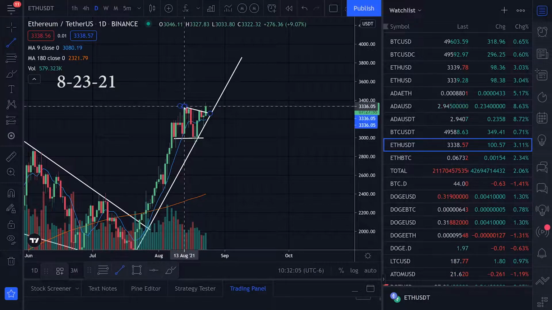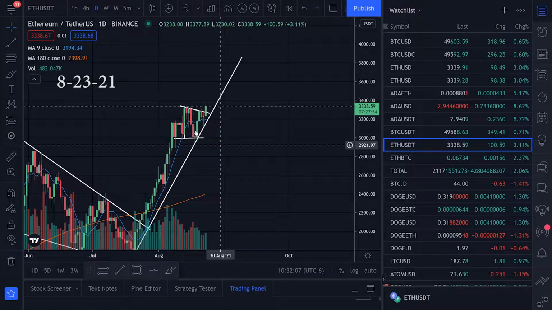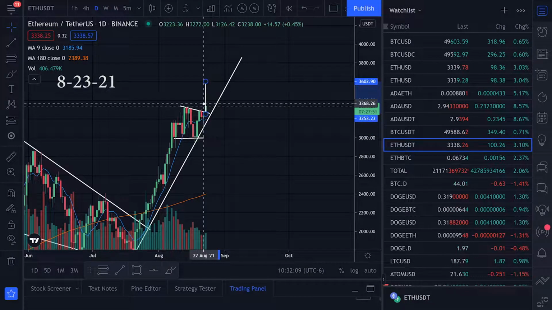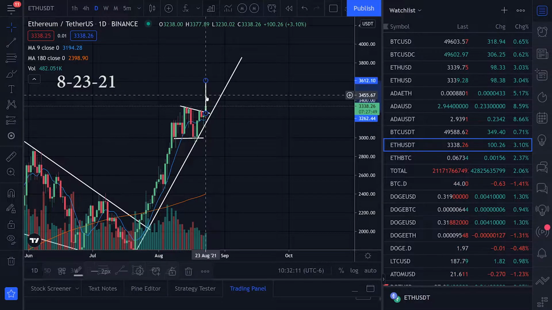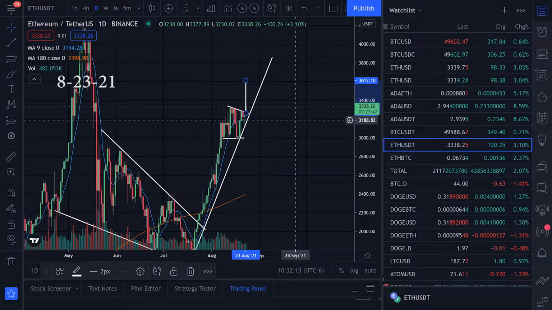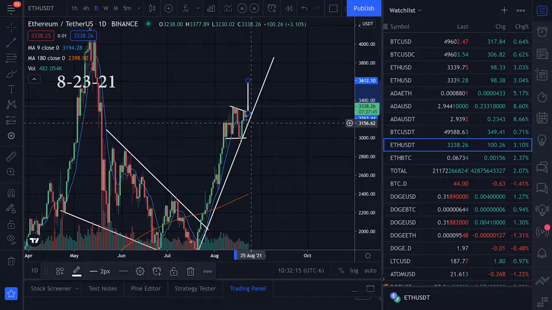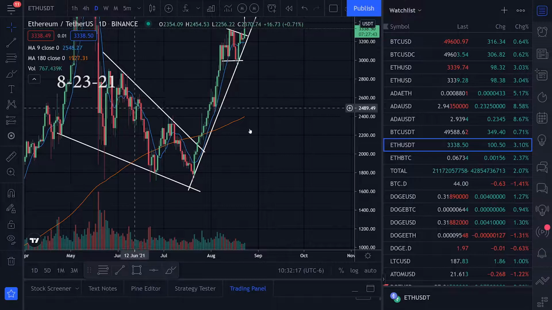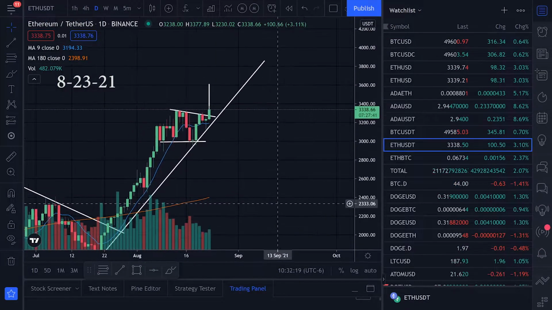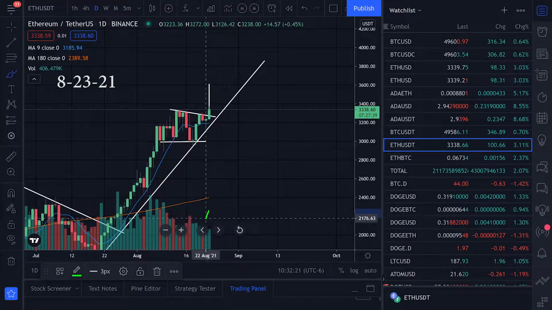Well, to be conservative, you could maybe do just from the top to the bottom of that little pattern right there, drag that to the breakout, and we're looking at a target of around 3612. So just from that pattern, but there's not a lot of volume coming in. We're not getting a lot of volume.